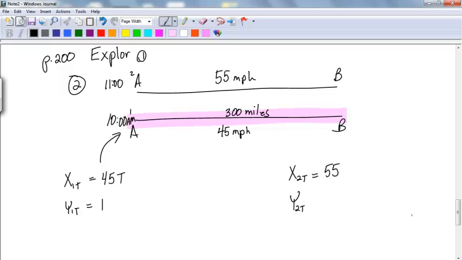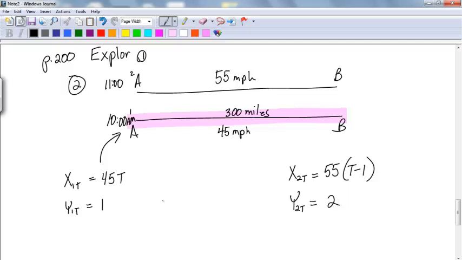I'm just using distance equals rate times time. But this one left at 11 o'clock, so it was out there 1 hour less than the other one. And I'm going to put it on the horizontal line, 1 above. Now, if you said 300 miles at 45 miles per hour, how many hours?